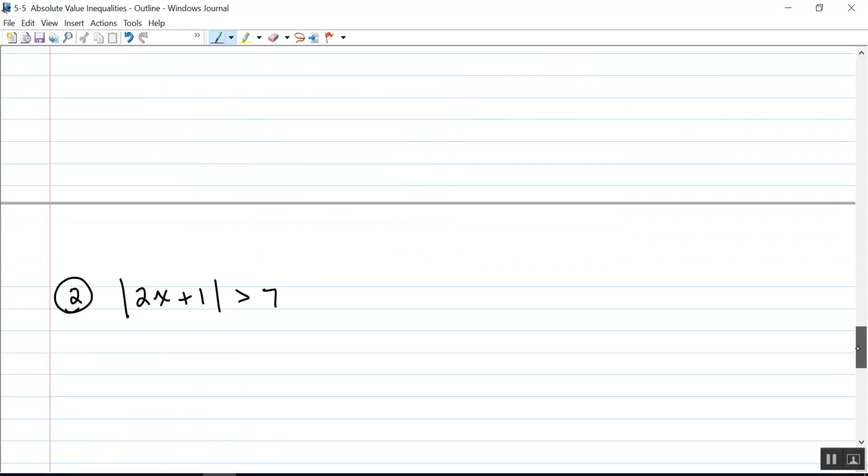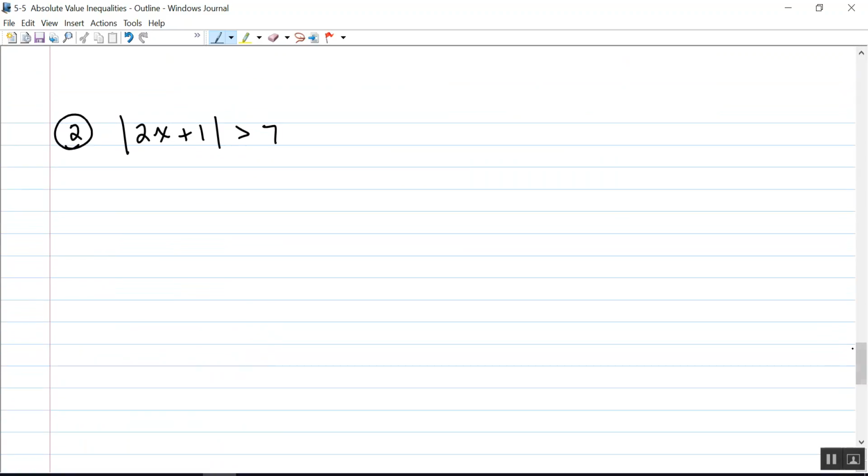Let's do another one of those. The absolute value of 2x plus 1 is greater than 7. This is a greater than inequality, so it's going to turn into an OR. So my first step is to copy it without the bars. Write the word OR. Take the stuff between the bars. Instead of a greater than, we're going to make it a less than. Instead of a positive 7, I'm going to make it a negative 7. And now just solve each piece.